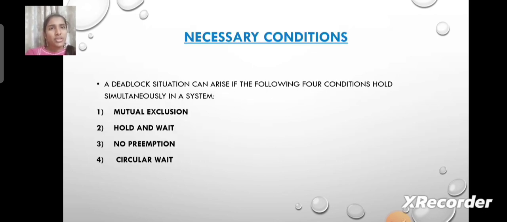Necessary conditions. A deadlock situation can arise if the following 4 conditions hold simultaneously in the system: mutual exclusion, hold and wait, no preemption, circular wait.